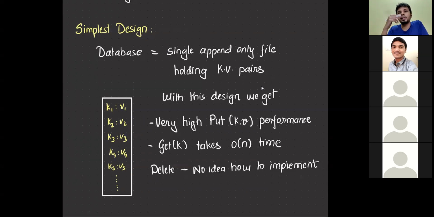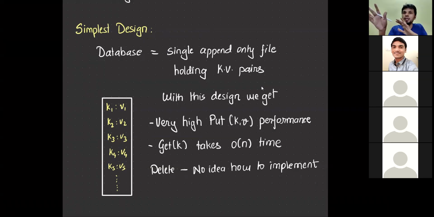But when you are doing a get, let's say if someone asks you to give me key K3, you would have to start from the beginning and then go next line, next line, next line, and see, okay, this is K3, now I'll return. But you cannot stop here because K3 could have been updated further down as well. So you would have to go through the entire file and get the latest value of K3 and then return it. So your get of a certain key becomes order n.